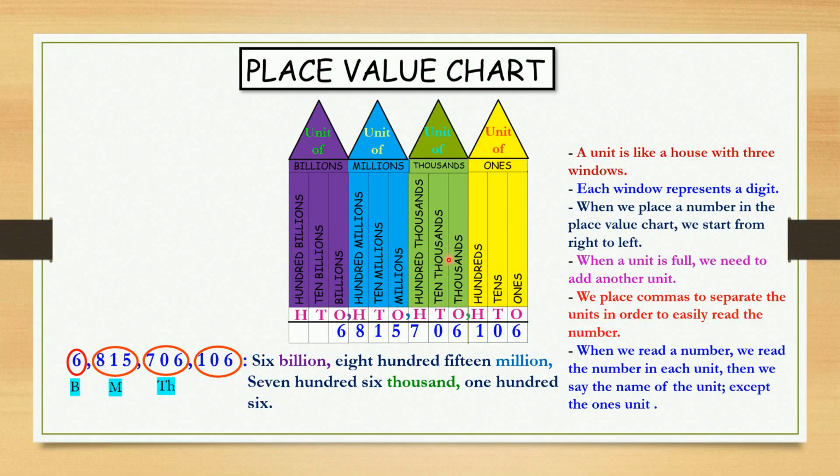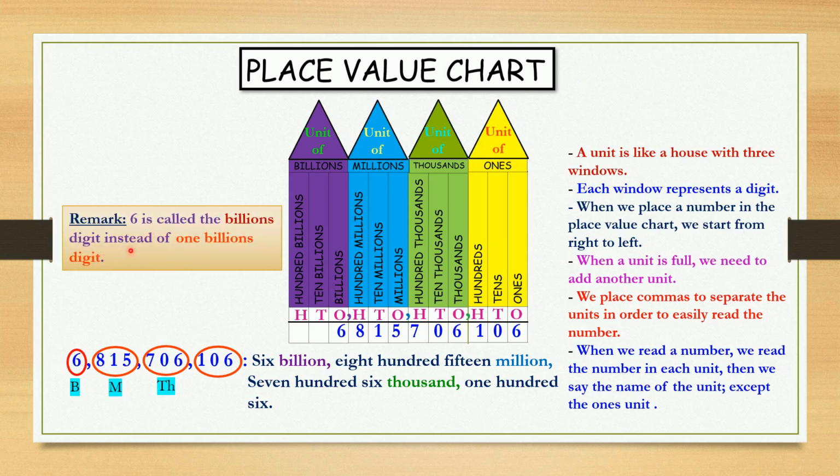But if they ask us what is the place value of, for example, 7, we say 7 is the 100,000s. We place an S here, digit. Or if they ask you what does the 5 represent in this number, we answer 5 is the millions digit. Now here, be careful, 6 is called the billions digit. We don't say 6 is the 1 billions digit. So 6 is called the billions digit instead of 1 billions digit.